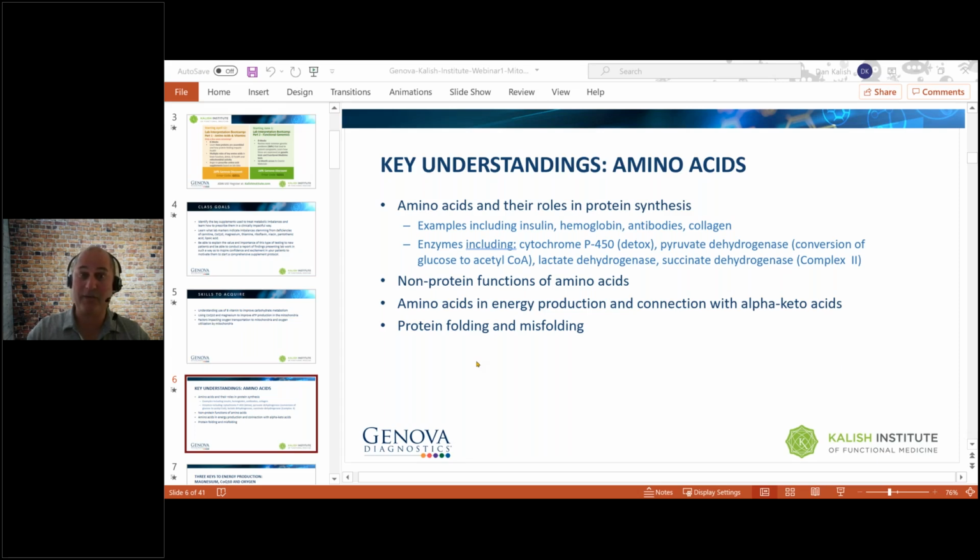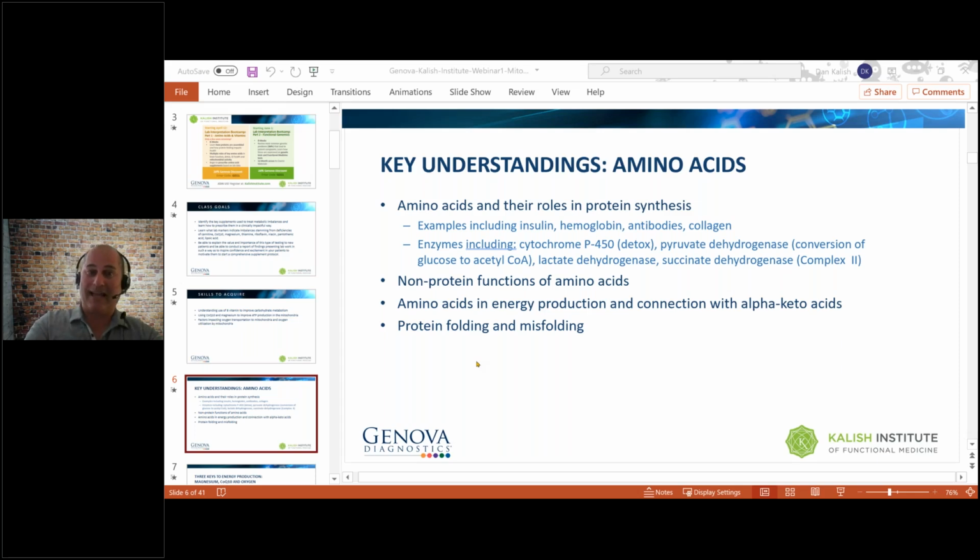Why are the proteins so different? Why is insulin different than hemoglobin, different than an immunoglobulin? Because of the way that your DNA strings together the amino acids into different sequences. The enzymes that we're going to focus on tonight have complicated but interesting names, like pyruvate dehydrogenase, lactate dehydrogenase, and my favorite, succinate dehydrogenase, which is part of complex 2 of the electron transport chain. Those are enzymes. Those are made from amino acids. They are proteins. So that's the most important role of amino acids.